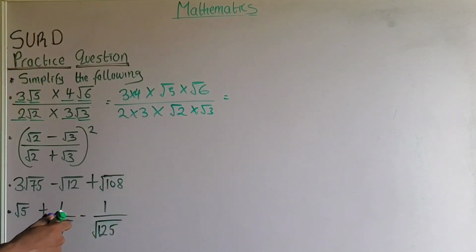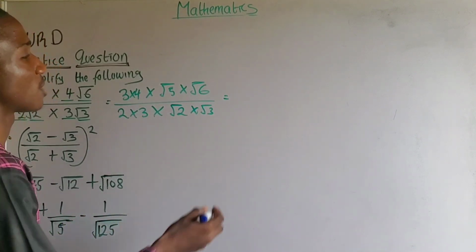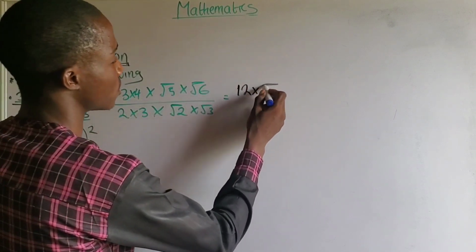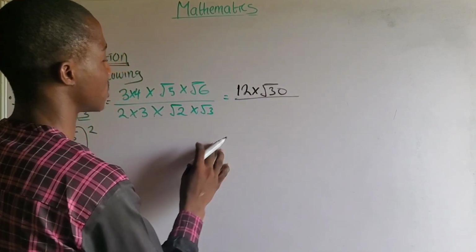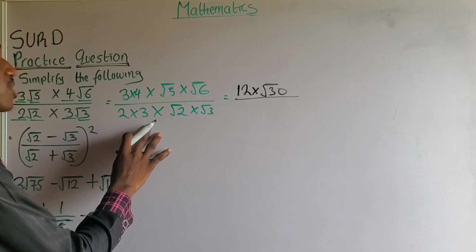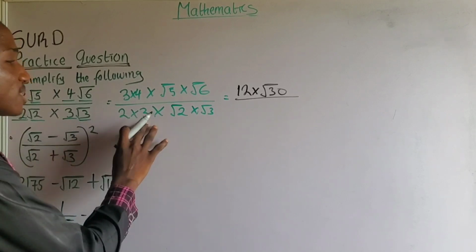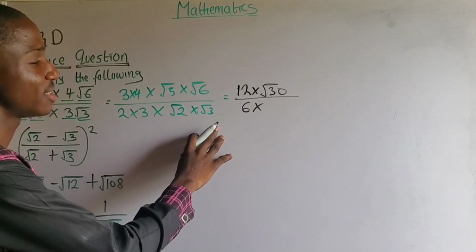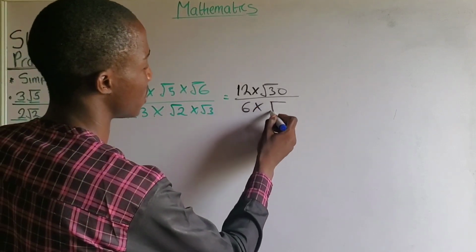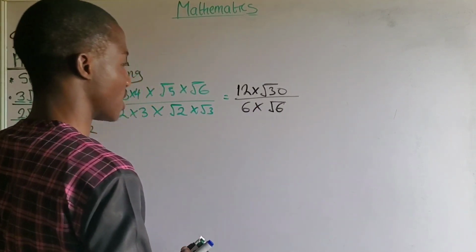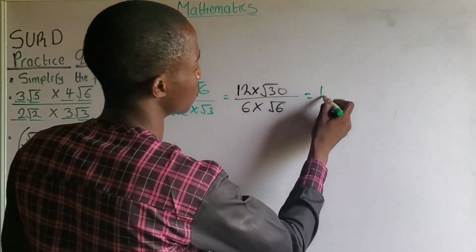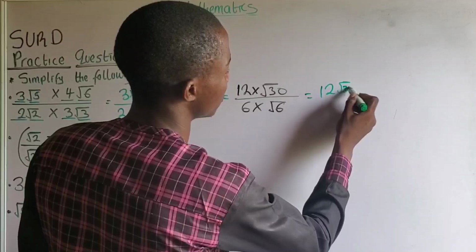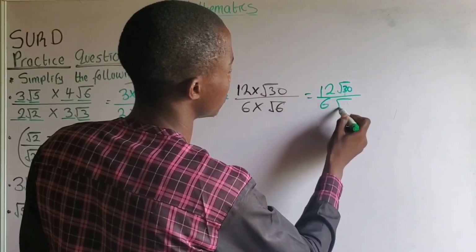So for the numerator, I'm going to have 3 times 4 is 12, so 12 multiplied by root 5 times root 6. That is root 30. So I'm going to have 12 root 30. And for the denominator, we are going to have 2 times 3, that is 6, multiplied by root 2 times root 3, that will give us root 6. So I'm going to have this over 6 root 6. Okay. Now the answer will be 12 root 30 all over 6 root 6.